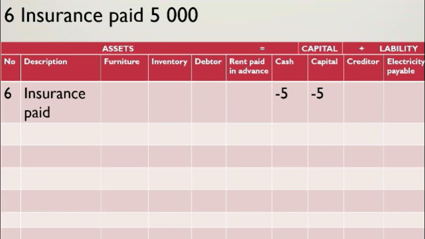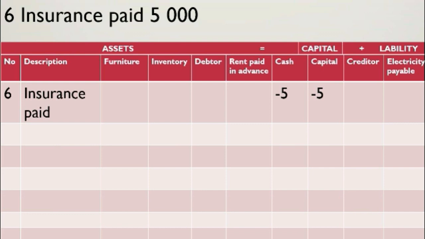Insurance paid 5,000. What is insurance? Insurance is an expense to the business. So earlier when we made a sale, we made a profit and we added that profit component to capital. Now here insurance means it is an expense. So we have to deduct that expense from capital column. So always think from a cash perspective. When you're paying for insurance, the cash is going out of the business. When cash is going out of the business, we can go to cash column and minus 5,000. Because insurance is an expense, we can go to capital column and minus 5,000.